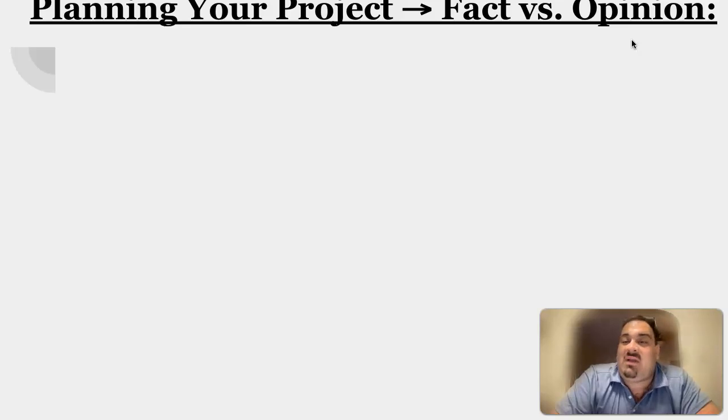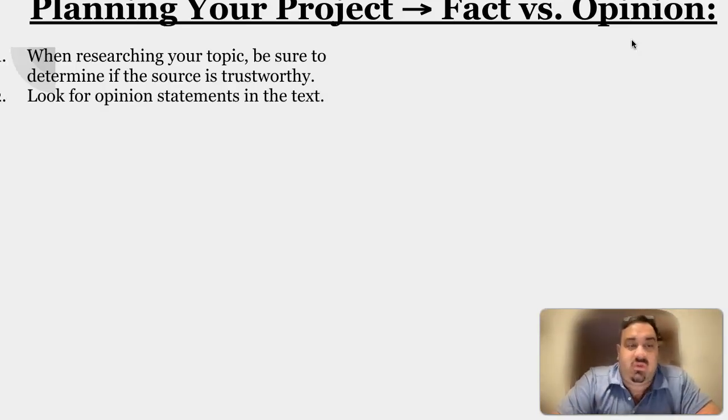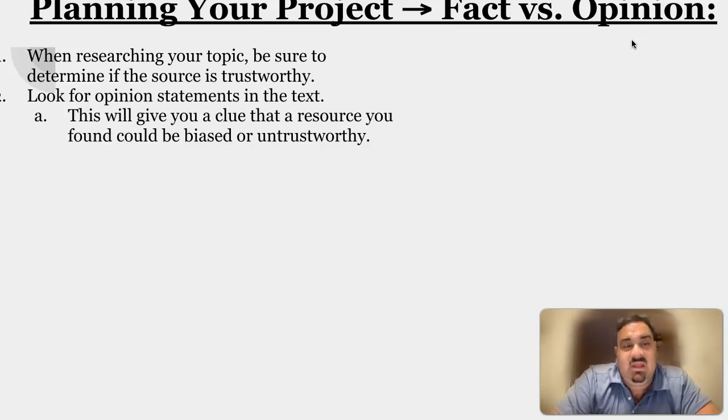Planning your project, fact versus opinion. When researching your topic, be sure to determine if the source is trustworthy. Look for opinion statements in the text. This will give you a clue that a resource you found could be biased or untrustworthy.